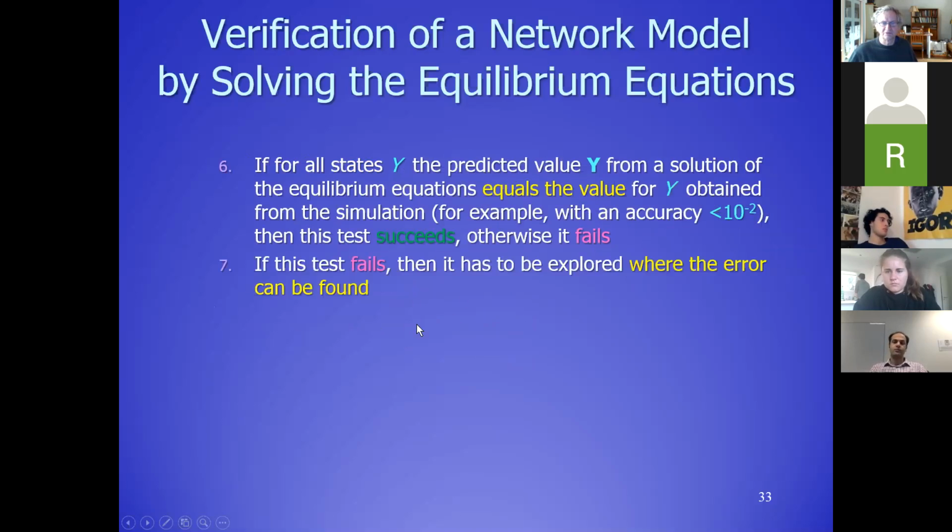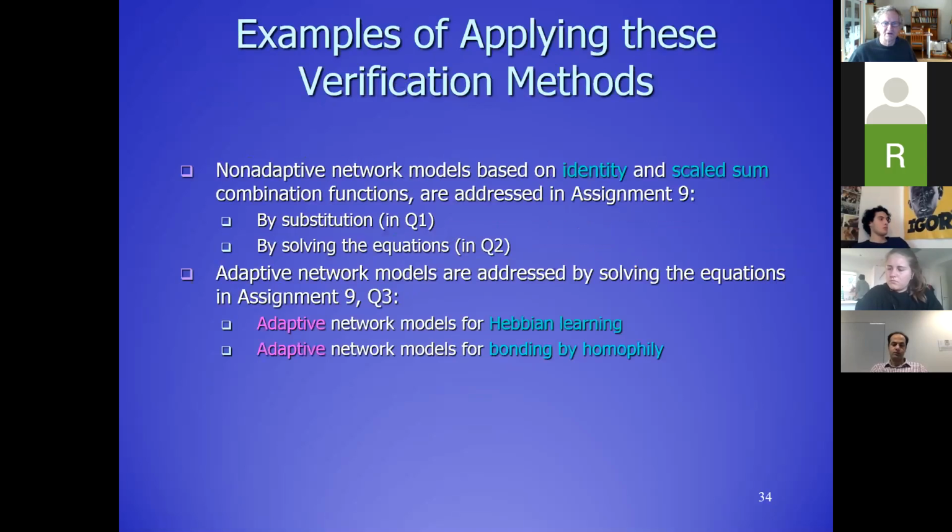And then the same step has to be done, that you have to solve this issue if there is a failing. So these things will be addressed in assignment 9. The substitution method will be addressed by Q1. Solving the equations will be done in question 2 in assignment 9. And for adaptive networks, the solving will be done in question 3. I will show that in a minute, how you can do that. The solving of the equations can be done with the support of a tool that I will also show now.